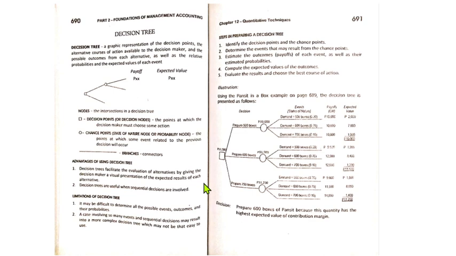So what are the advantages of using the decision tree? One, it facilitates the evaluation of alternatives by giving the decision maker a visual presentation. So nakikita kasi ng manager using this visually kung paano siya magde-decide. It is better for you to decide using a visual presentation rather than a complete paragraph statements.